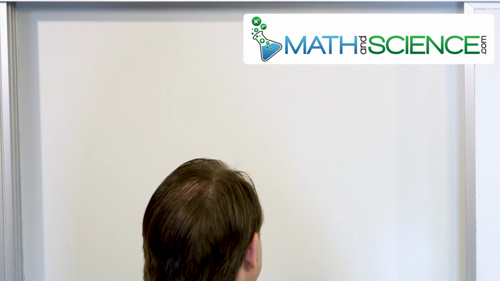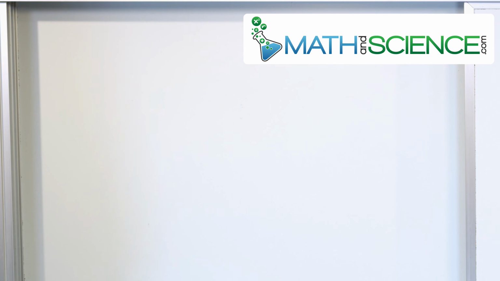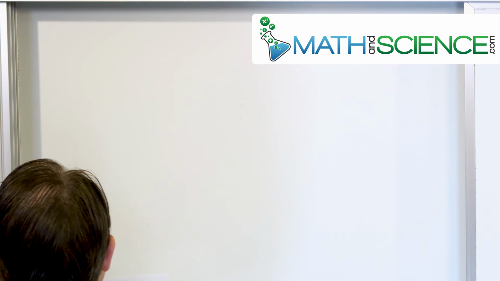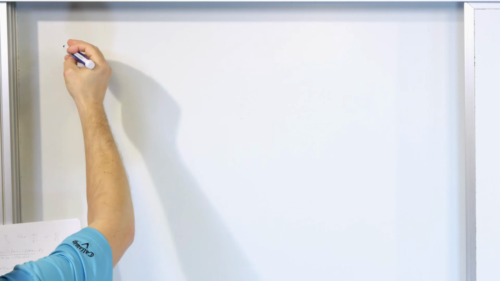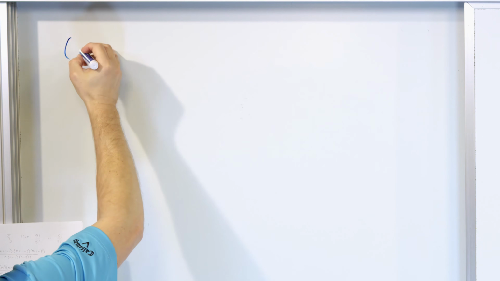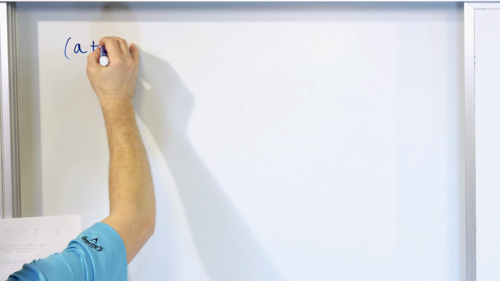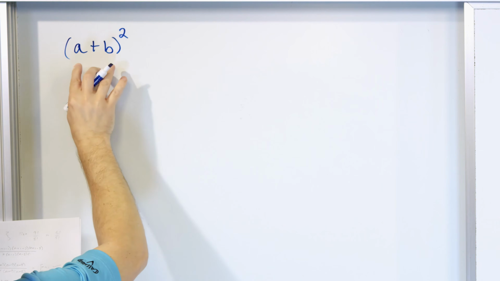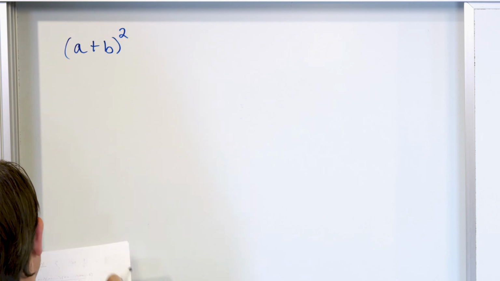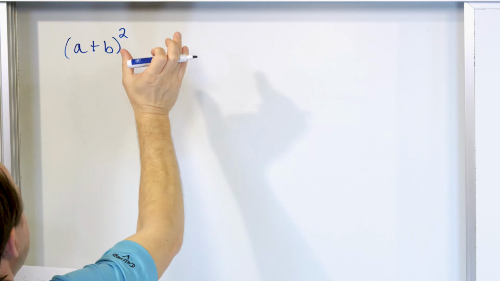So let's do a little bit of motivation first. Before we actually present what the binomial theorem is, we have done these kinds of problems in the past, but I just want to refresh your memory what we're basically doing here. If we have a plus b to the power of 2, this is the quantity a plus b squared. That means a plus b times a plus b.